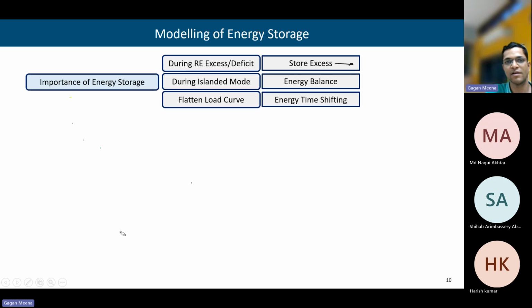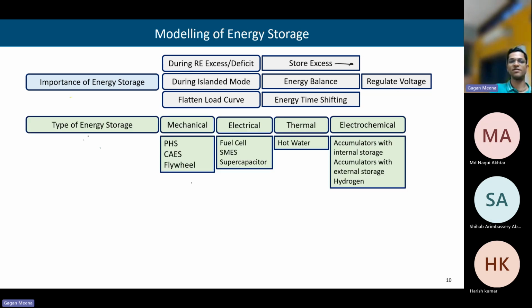Okay, next. And yes, we have already discussed this. Flatten the load curve and energy time shifting, which is shifting the energy from one period to another. It was shifting this energy stored from excess solar energy during daytime and releasing it during the evening peak. So this is a temporal shift of energy. Yes, during islanded mode it can supply the demand, meet the demand, as well as regulate the voltage. And these are different types of energy storage.